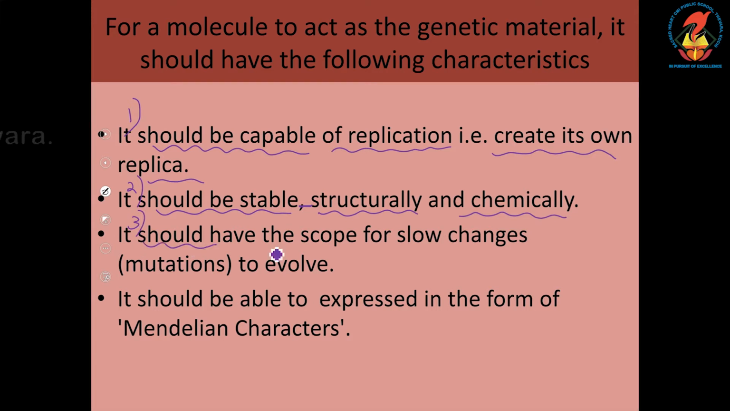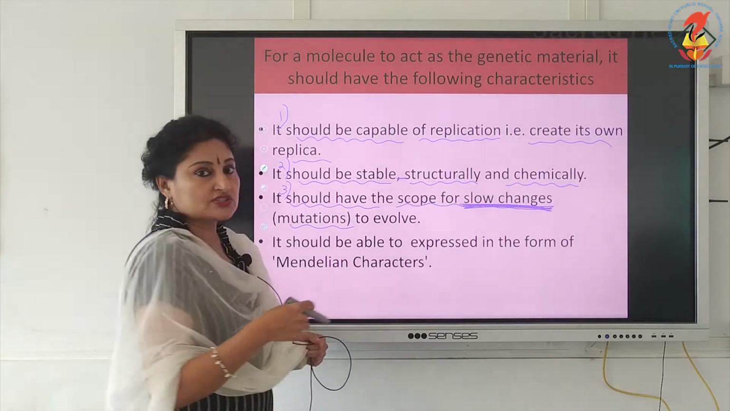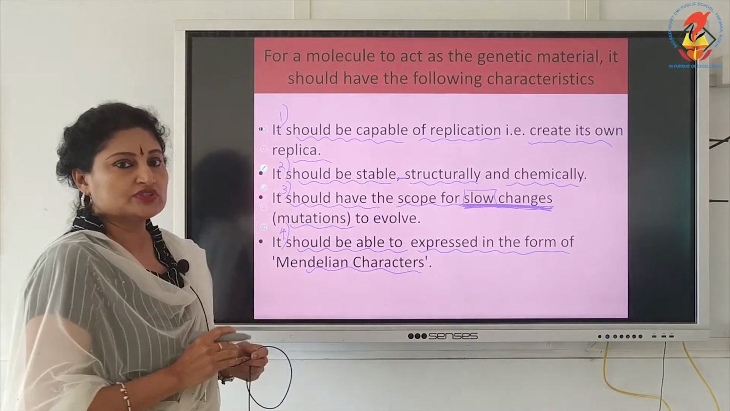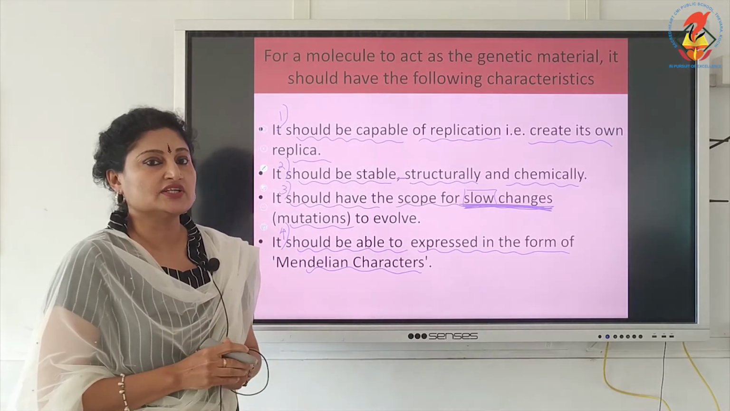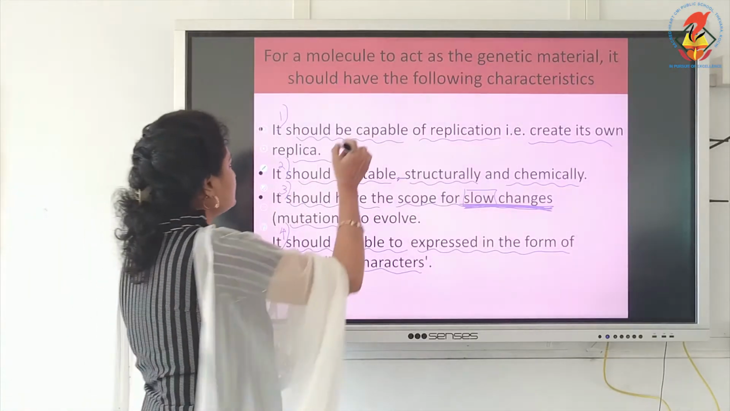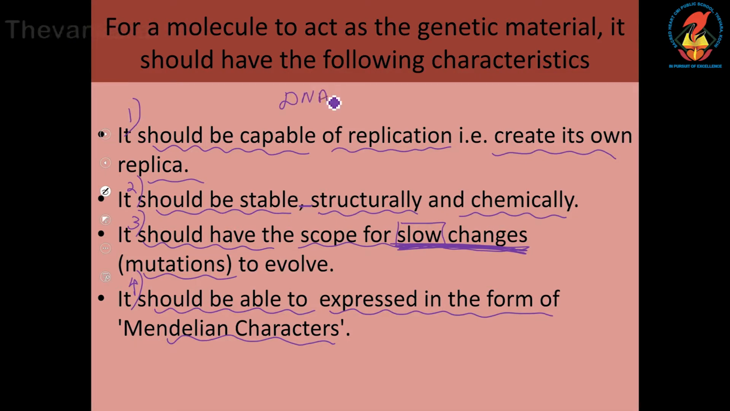Third criterion, it should have the scope of slow mutation or slow changes via mutations. Mutations can cause changes very fast and very slow, but here what is required? Slow changes by mutation. And the fourth criterion, it should be able to express in the form of Mendelian characters. So now we are going to analyze each criterion and see the three biomolecules. The three biomolecules that are going to contest this race are DNA, RNA and proteins. These are the three major biomolecules.